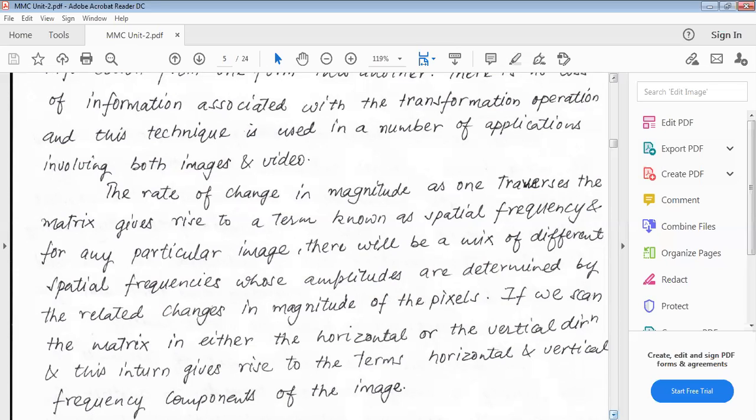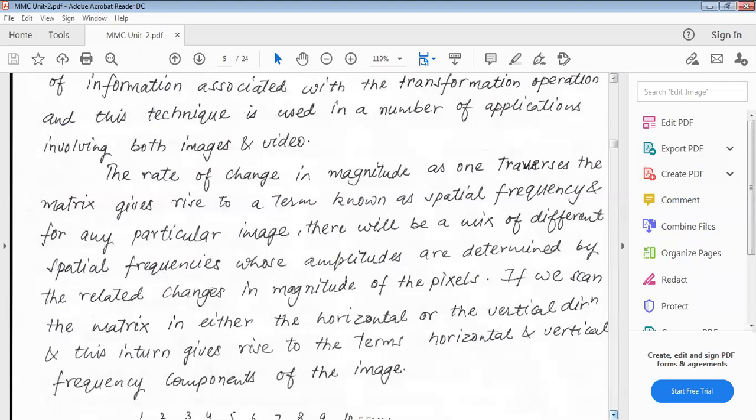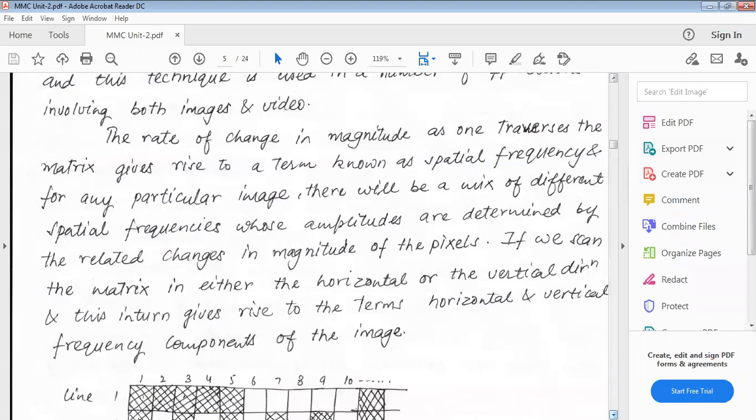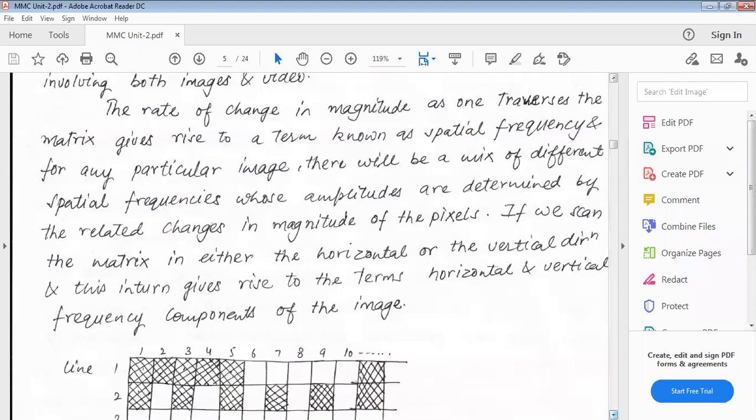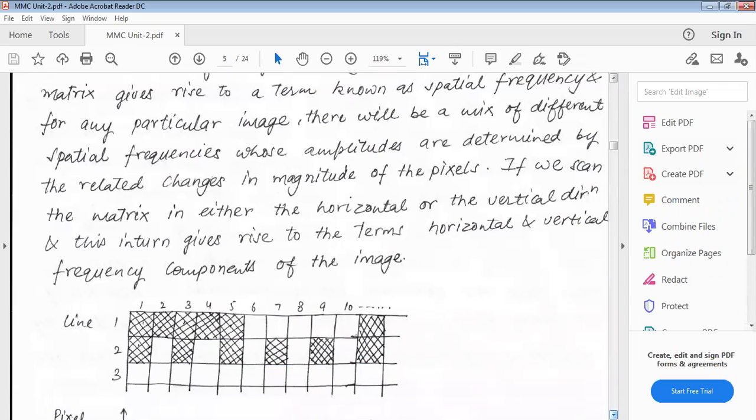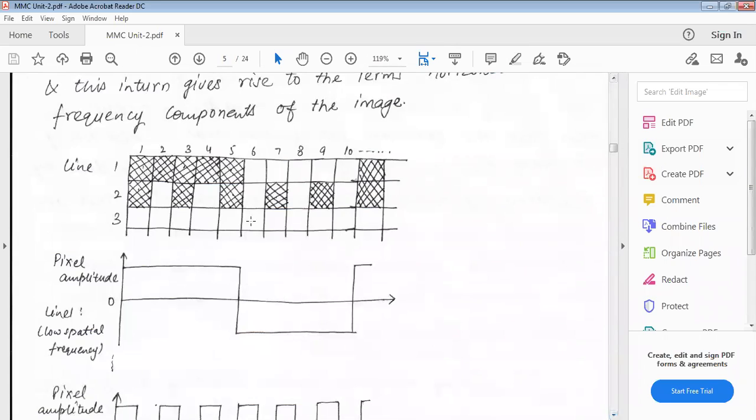Okay, that is the source information property they exploit. So they are going to exploit this property. If we scan the matrix either horizontally or vertically, this in turn gives rise to the terms horizontal and vertical frequency components of the image. So they have taken one horizontal line and a vertical line. For each particular image they are going to analyze some spatial frequency and some difference in the amplitude level. Okay, so now the pixel amplitude level.